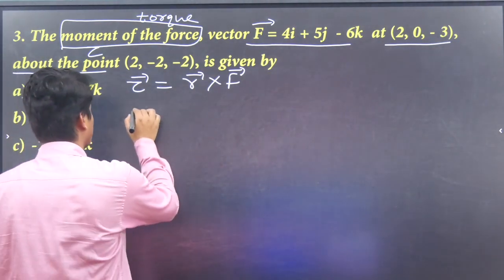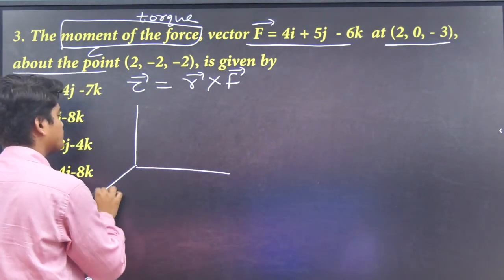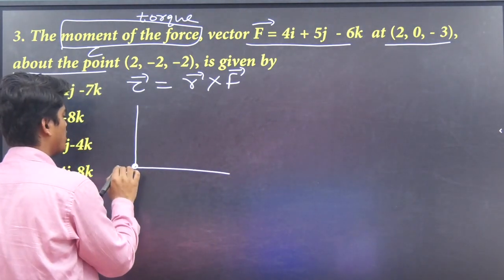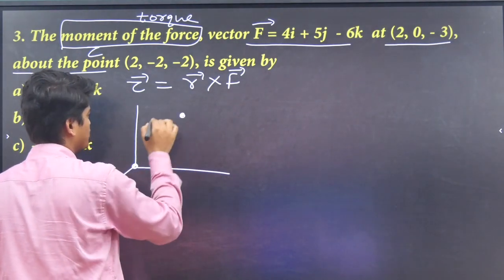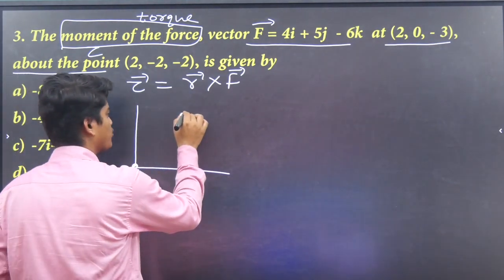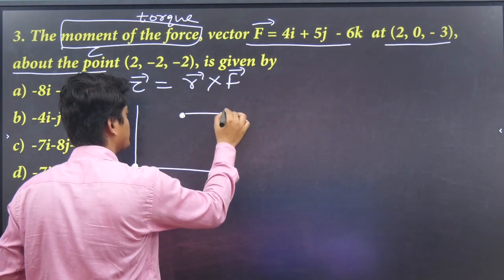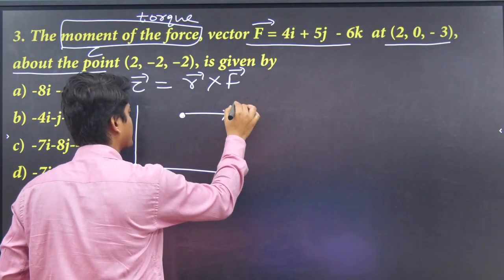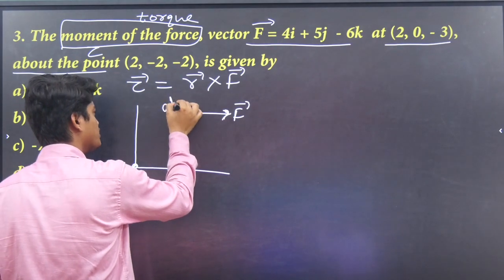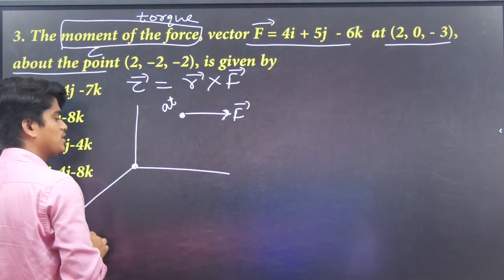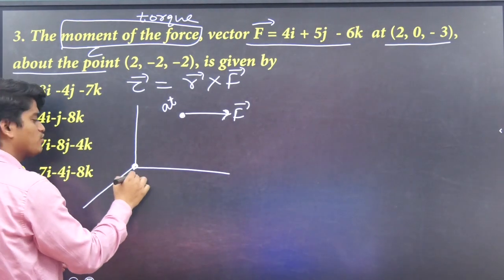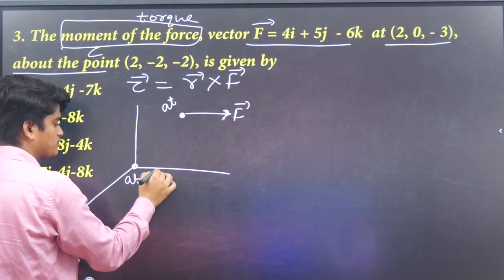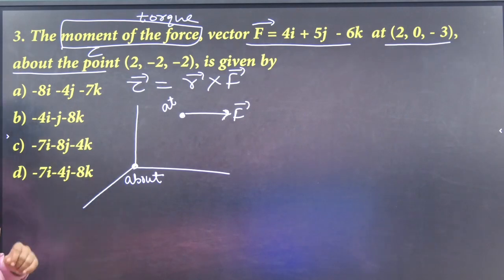Now listen here. I am telling a small concept. Suppose this is some about point you take, and here one more point is there. Suppose a force F is acting here, in any way the force can act. This point where the force acts is basically called the at point. And about this point you are finding the torque, so this will be your about point.